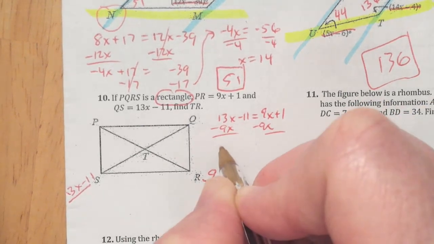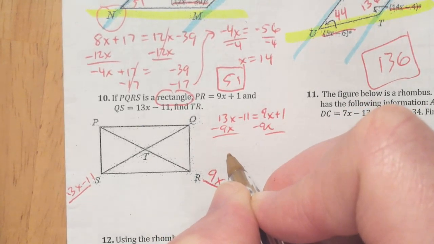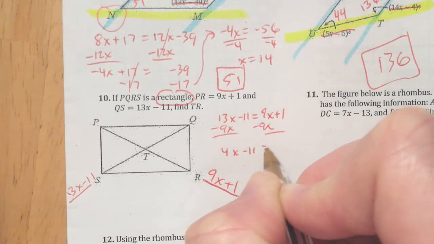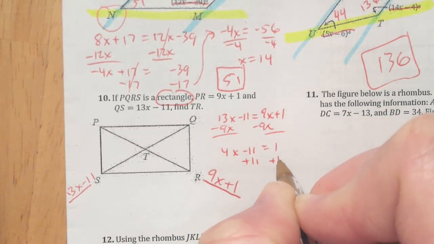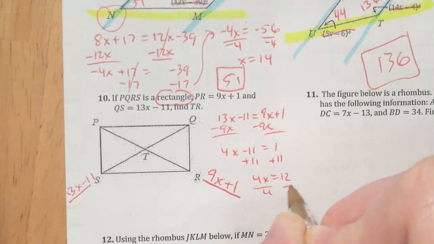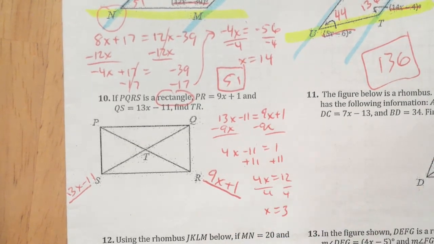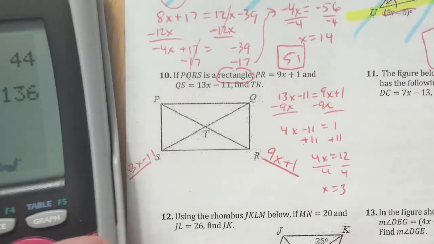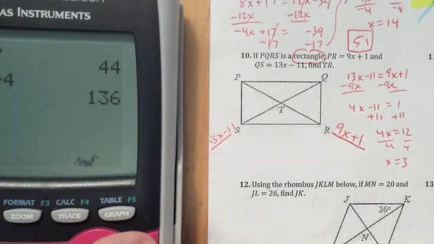So that's 4x minus 11 is equal to 1. Add 11. We get 4x is equal to 12. Divide by 4. X equals 3. And now we're going to plug that back in just to double check we're correct and to be prepared no matter what they ask us.